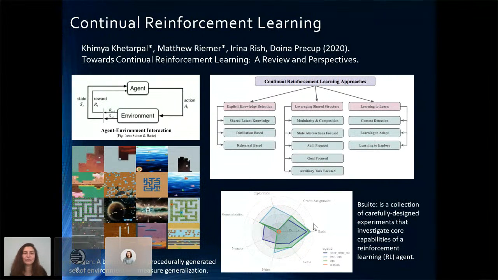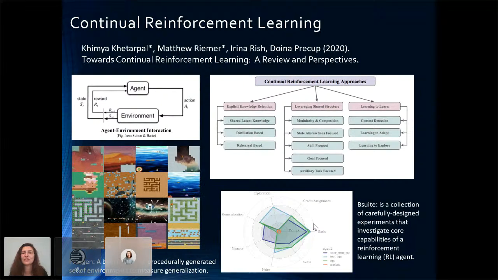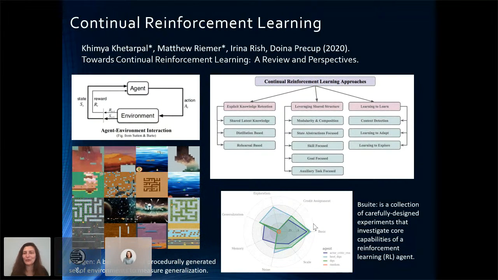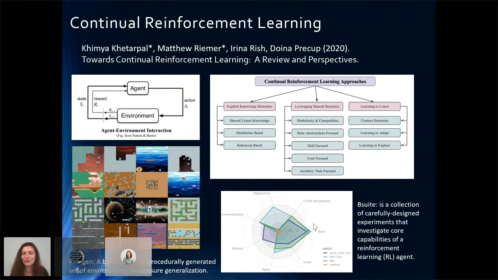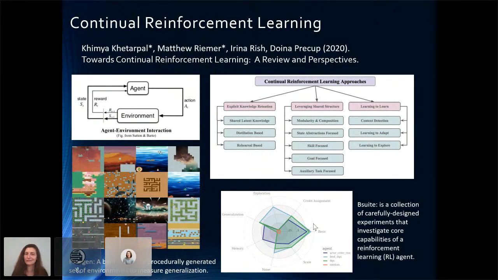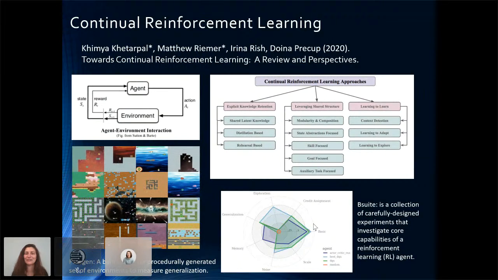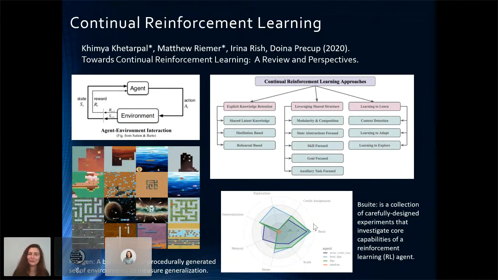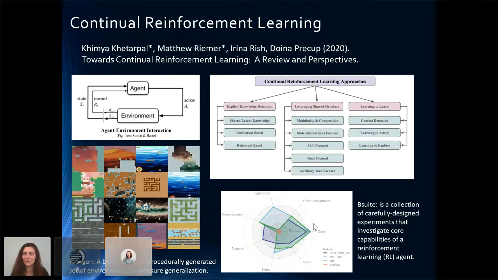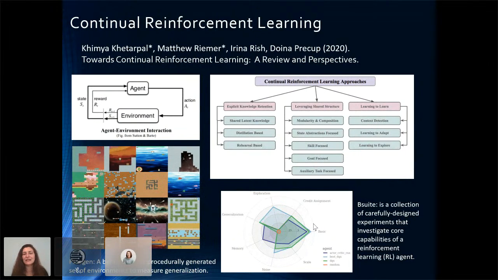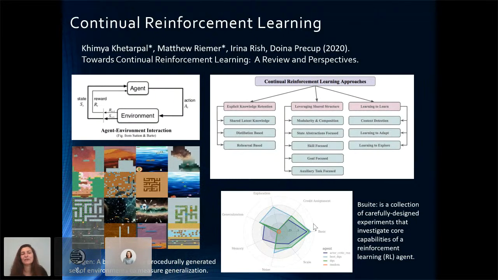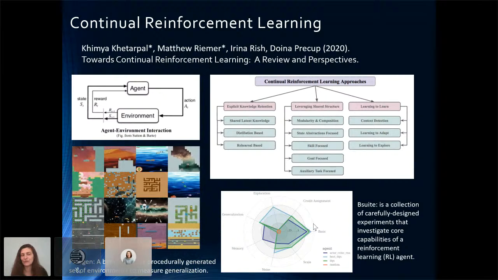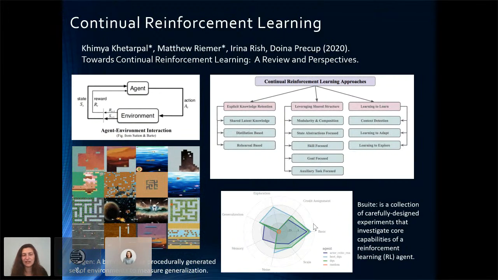Without going into too many details, I just wanted to mention that hopefully very soon we're about to release a survey on continual reinforcement learning with my colleagues at Mila, Kime and Matthew, the Mila students, and with Irina. And that survey is an attempt to give you a snapshot of what's going on in the reinforcement learning field in terms of the continual learning setting.